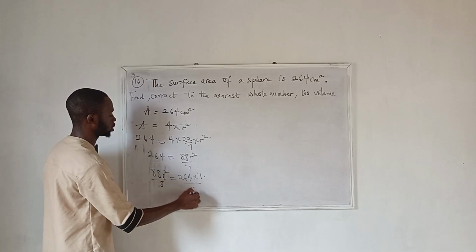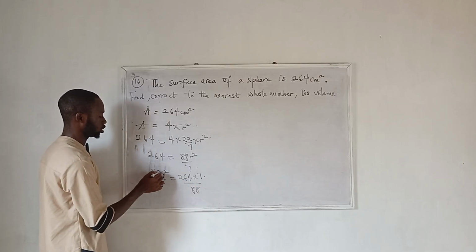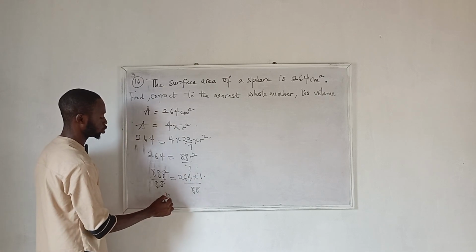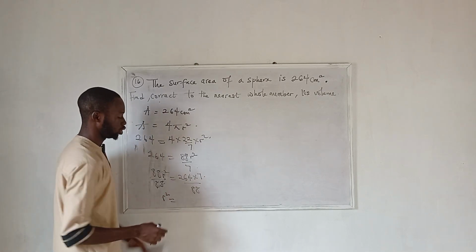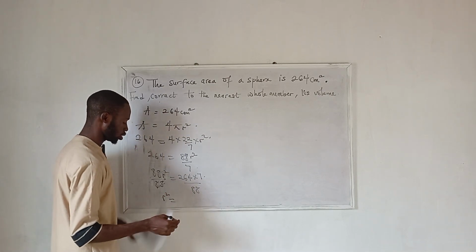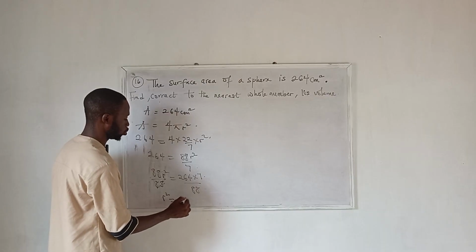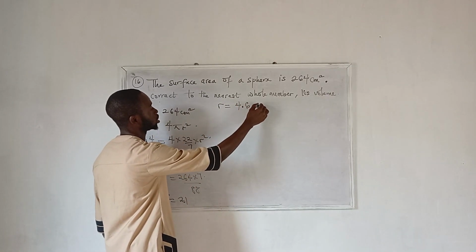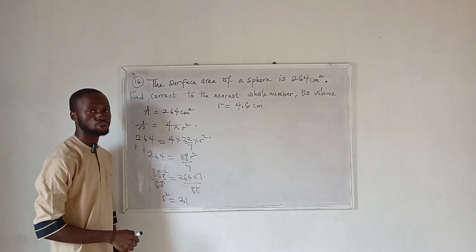Divide both sides by 88. This cancels this. Then I believe the solution should give us r squared equals, if we divide all of this, 21 as the answer. Then when we square root both sides, r will give us 4.6 centimeters, as the square root of 21.